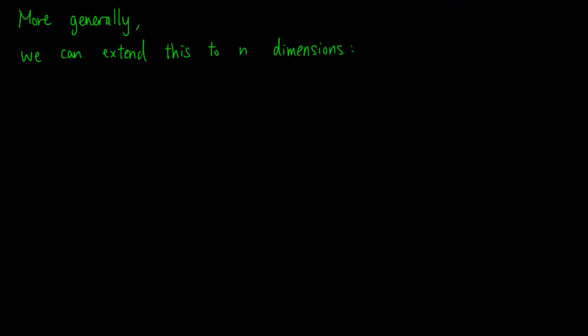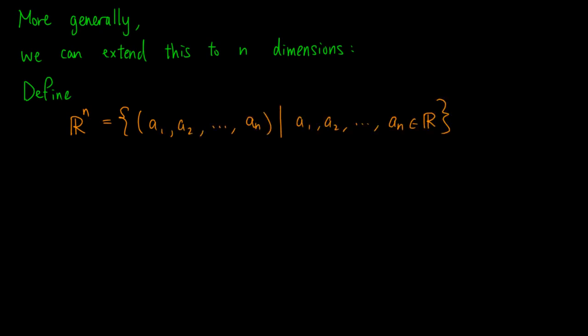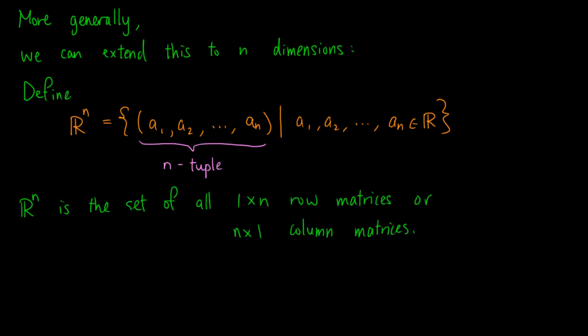More generally, we can extend this idea to n dimensions. That is, we can define R to the n as the set of vectors (a1, a2, up to an), where a1 up to an are real numbers. Each element is called an n-tuple, and we can interpret R to the n as the set of all 1 by n row matrices or n by 1 column matrices.